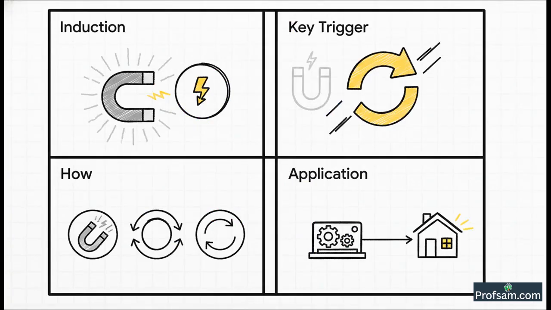Point number 1. Electromagnetic induction is nothing but producing an EMF by changing the magnetic flux. Point number 2, the most important word, the key trigger, is change, not just having a magnetic field. Point number 3, how can you change it? 3 ways. Change the field, change the area, or change the angle. And finally, point number 4, this simple principle is the basis for all the electric generators that power our entire world.